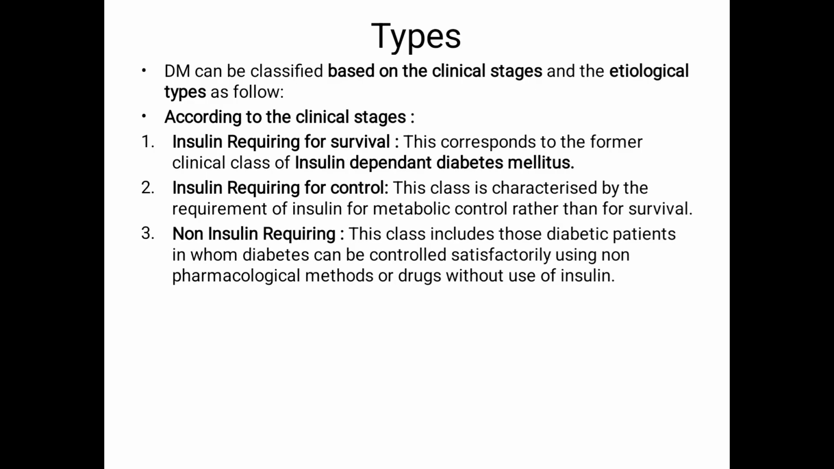Moving ahead, we will see the types of diabetes mellitus. Diabetes mellitus can be classified based on the clinical stages and the etiological types, as follows. According to the clinical stages, first, insulin requiring for survival. This corresponds to the former clinical class of insulin dependent diabetes mellitus. Second, insulin requiring for control. This class is characterized by the requirement of insulin for metabolic control rather than for survival.